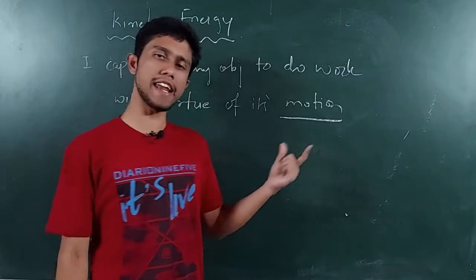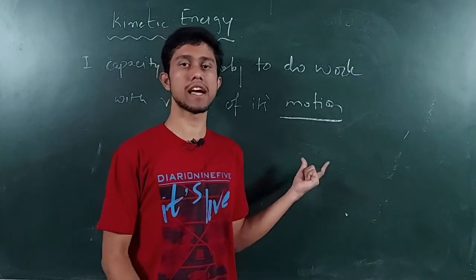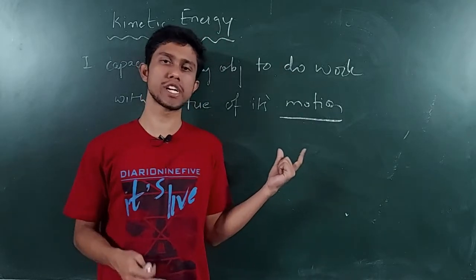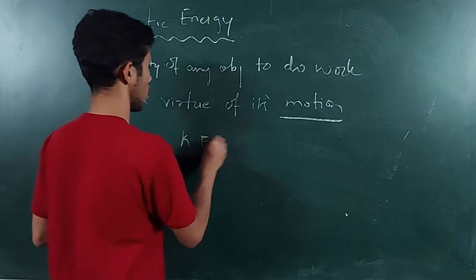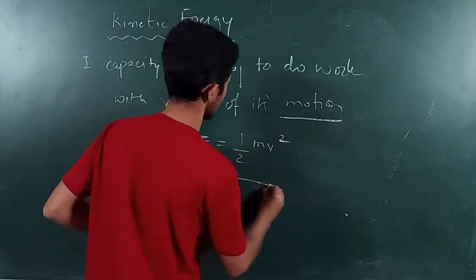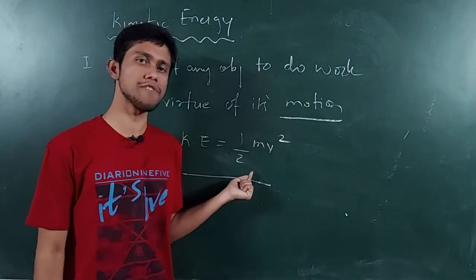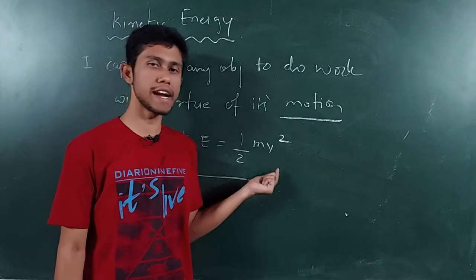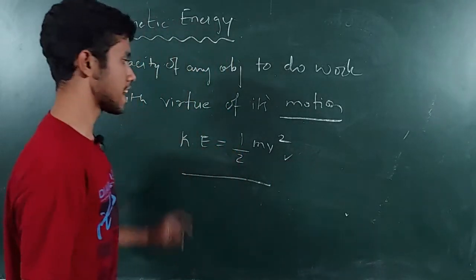This defines that kinetic energy is possessed only by those objects which are in motion, and it is not possessed by all the objects which are at rest. The expression of kinetic energy is half mv square. So kinetic energy possessed by any object is equal to half into the mass of that object into the velocity of that object. This is the expression for kinetic energy.